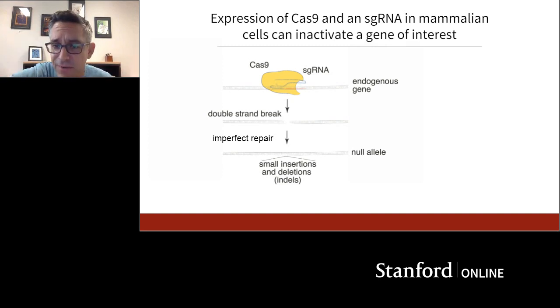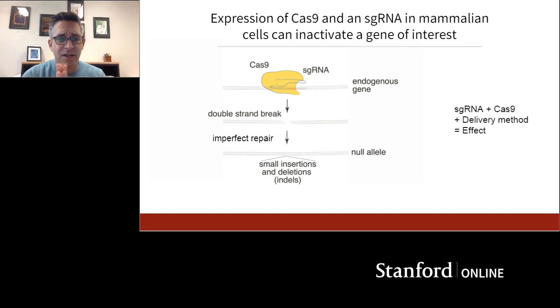And I'll tell you how we've been using that to better understand how cancer forms and what some of the driving forces are. One key thing here that you'll see in all of my examples is that you need a guide RNA, you need the Cas9 protein, you need to somehow get that into the cells, and then we can look for the effects, and we can learn about what these genes we're inactivating actually do.